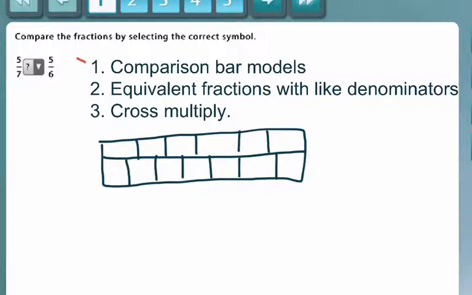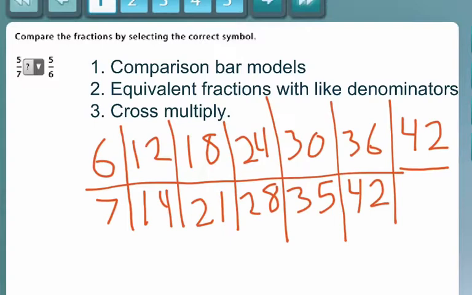First, you could draw a comparison bar model. Second, you could use equivalent fractions with like denominators. And the last one, which is probably the simplest, is to use cross multiplication to determine which fraction is greater. The first problem on the homework is asking you to compare 5/7 and 5/6.